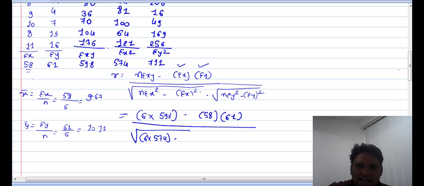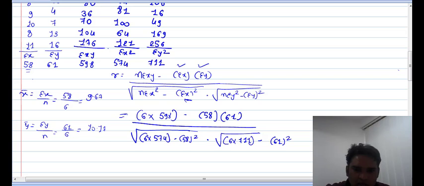What is sigma x whole square? So this is 58. So we will take 58 whole square, right? Sigma x whole square. This is an important point, right? Don't take 574. It is sigma x square and this is sigma x whole square. So we will take 58 whole square, right? Don't make a mistake here. Students generally make a mistake here. 6 into sigma y square, that is 711, and sigma y whole square, that is 61 whole square.